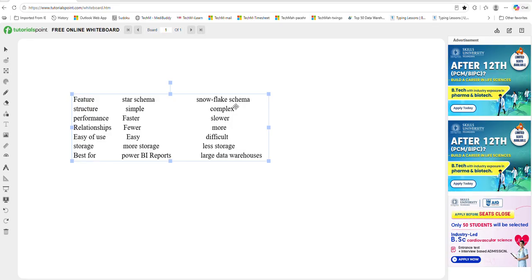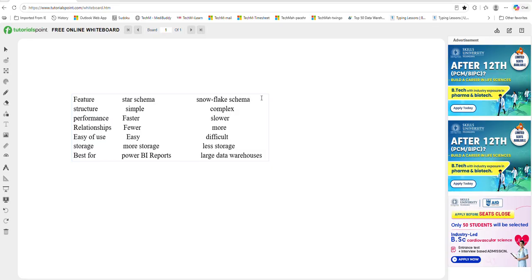Snowflake schema is mainly used in enterprise level databases. In enterprise level, the database will be there, so only there we will use Snowflake schema. Okay.